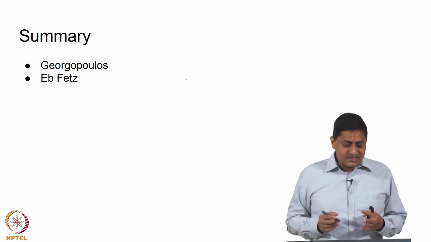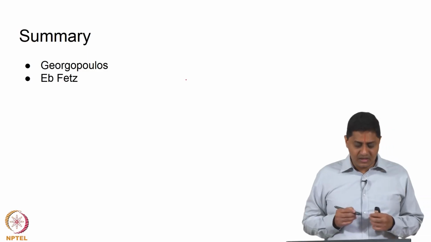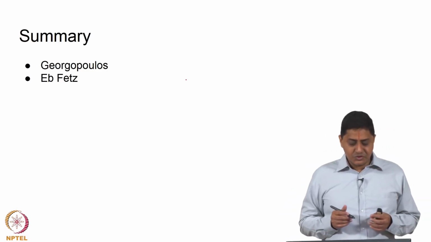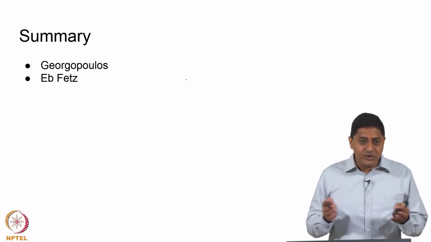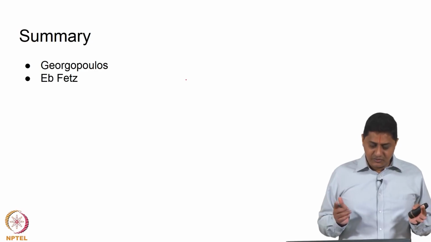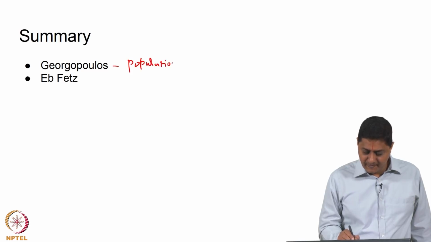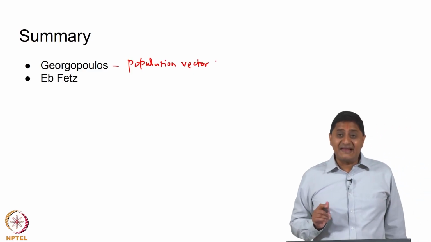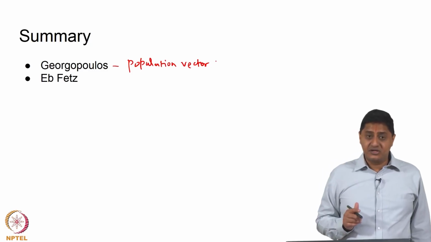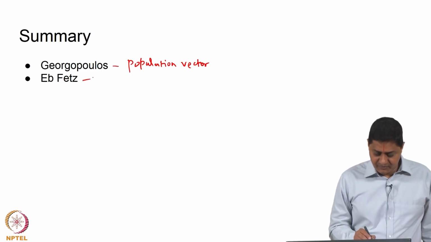So, in summary, what we have seen in this class is the seminal work of Apostolos Georgopoulos showing that the direction of movement is encoded by a population of neurons, using the famous population vector technique, and the work of Evarts, where he showed that the level of force is encoded by the activity of primary motor cortex neurons.